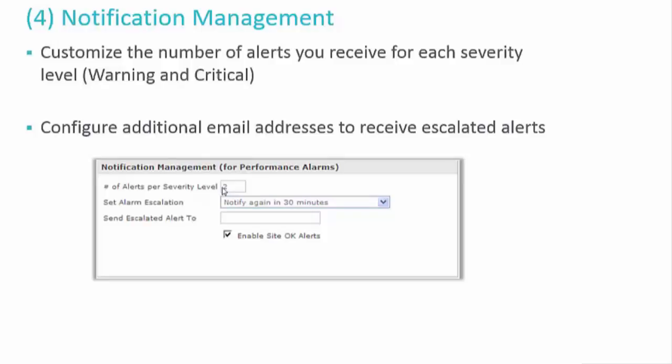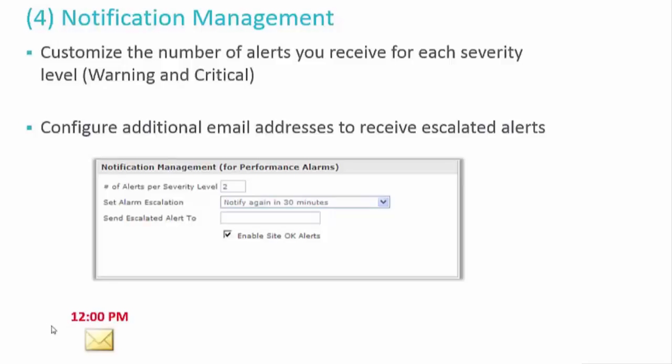Our recommendation is to change that to 1 unless you want to get numerous messages when a state is encountered. Right below that, you've got an escalation option. That means we'll notify you again 30 minutes later if the state has not cleared itself and you still have a problem. So here's a quick example of that.